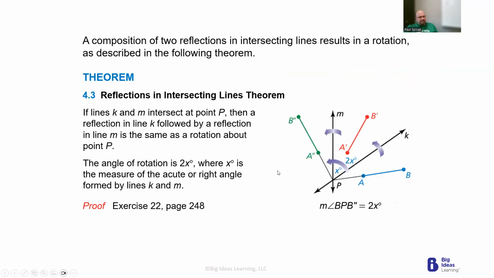That slide had so many things. All right, one more theorem. A composition of two reflections in intersecting lines results in a rotation, as described in the theorem. Reflections in Intersecting Lines Theorem: if lines K and M intersect at point P, then a reflection in line K followed by a reflection in line M is the same as a rotation about point P. The angle of rotation is 2 times x, where x is the measure of the acute or right angle formed by K and M.